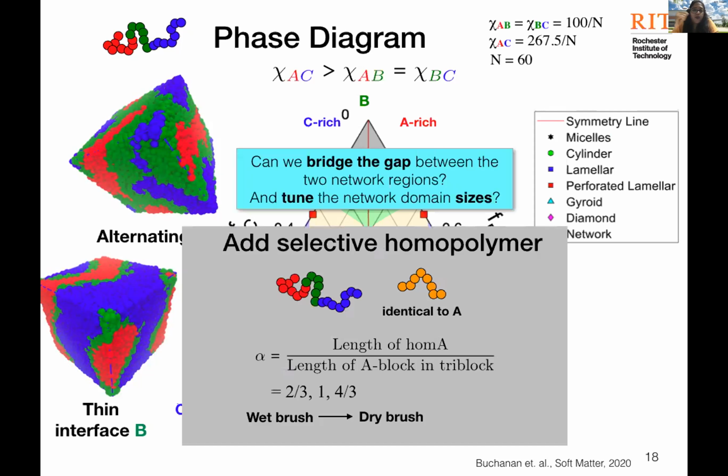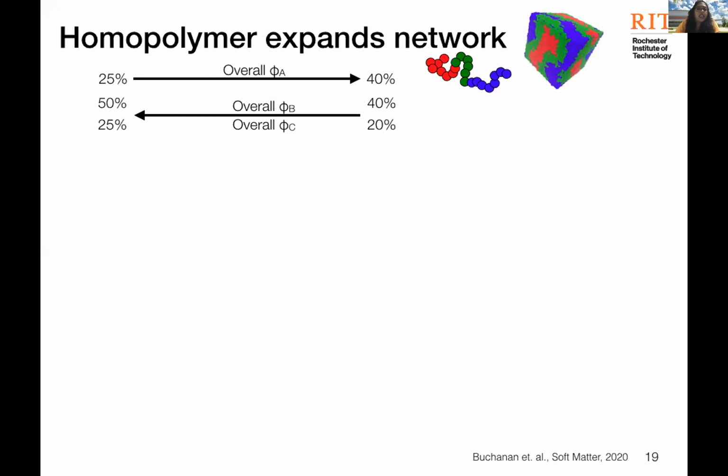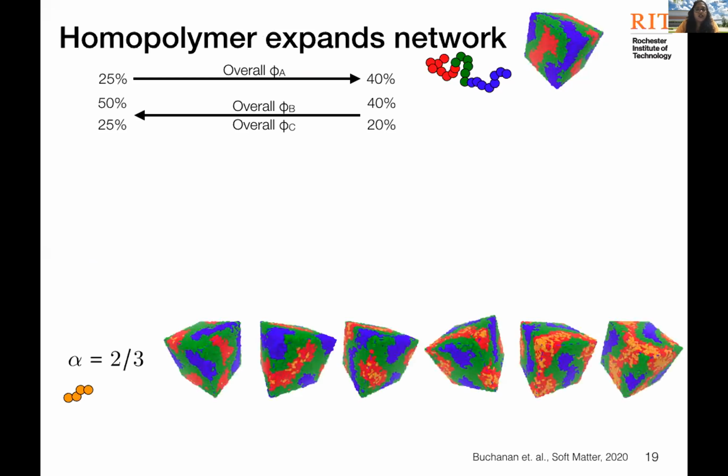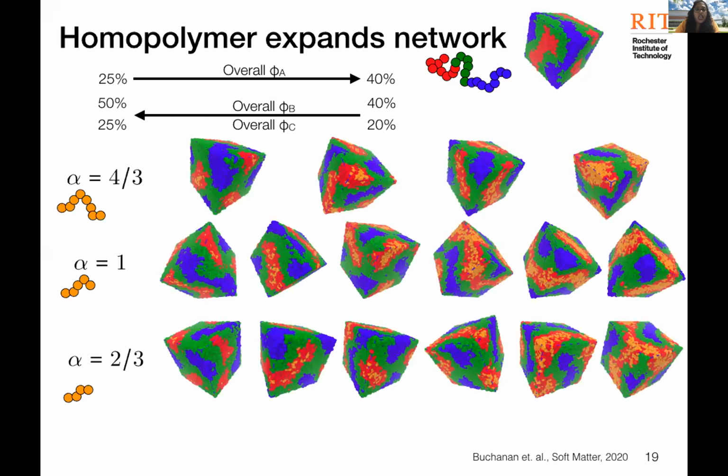Right, so again, we follow the similar approach. We add a selective homopolymer, and you can add the selective homopolymer of different lengths. And as you go from alpha is 2/3 to 4/3, we also remember that you're going from a wet brush to a dry brush transition, and you actually see a difference in behavior as this happens. So we went and added homopolymer, different compositions, and we still get the alternating gyroid. And one thing to note is that we go from a symmetric alternating gyroid to an asymmetric alternating gyroid. And again, these are really useful when you want to tune the morphology.